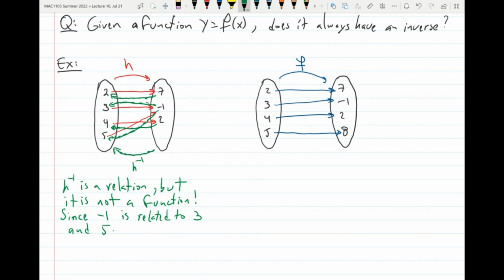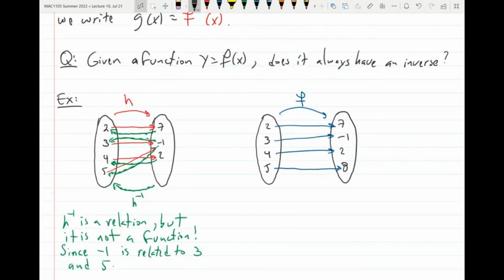So H is a function, but if you look at it as a relation, then its inverse relation, if it's going to have an inverse, it has to be the green one, but it's not a function. So not every function has an inverse function. Do you understand this? As a relation, they do, but as functions, not every function has to have an inverse. So we can immediately say that the answer here is no.